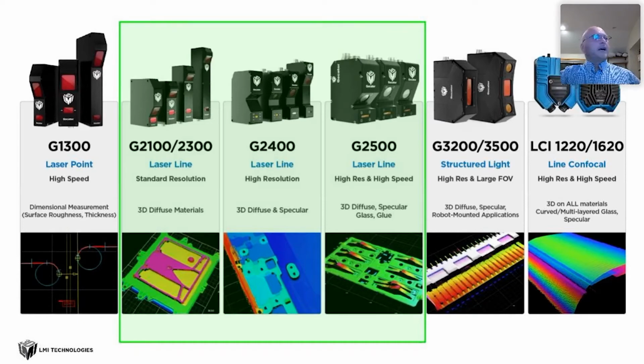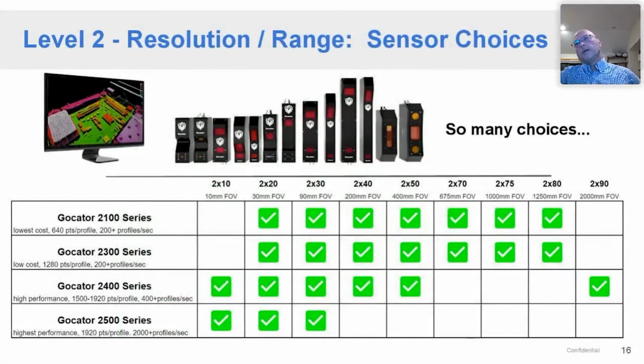Moving along, if you plot these out in a grid, and this slide will be made available for you after the webinar, this kind of shows you what the field of view looks like based on our different Gocator models. And so the series number 21, 23, 24, 25 designates overall resolution and speed. And then the next numbers going from 10 up to 90 really indicate small field of view up to almost 2 meter field of view in the case of the 2490. So you've got a lot of different range.